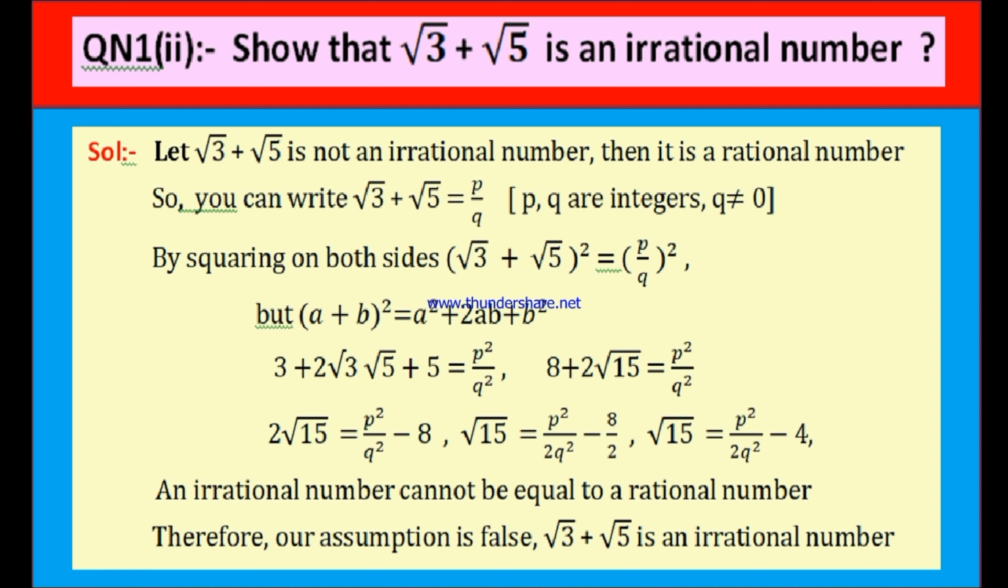Now LHS is an irrational number and RHS is a rational number. Therefore, an irrational number cannot be equal to a rational number. Our assumption is false. What we assumed? We assumed that root 3 plus root 5 is not an irrational number, which is false. Therefore, root 3 plus root 5 is an irrational number.